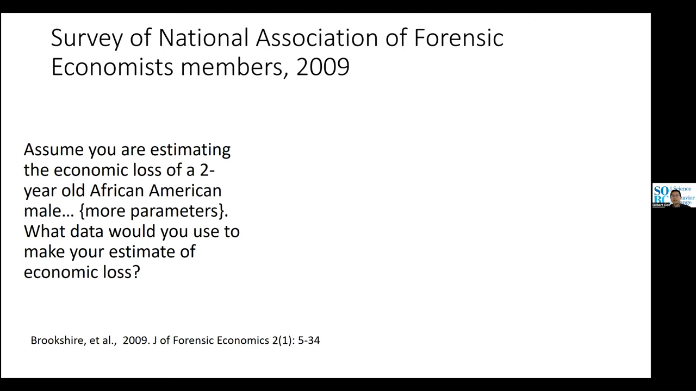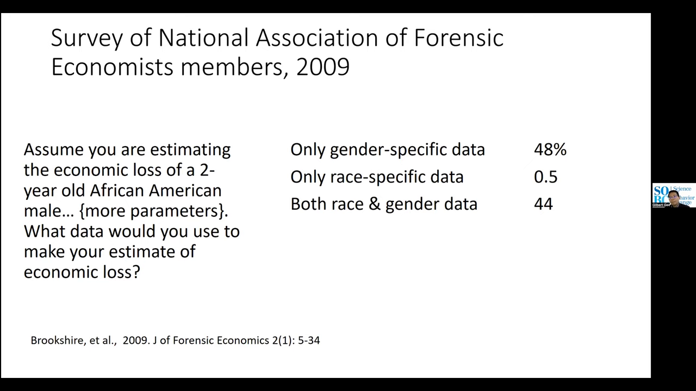And so they did a survey of these forensic economists. They said, okay, assuming the economic loss of a two-year-old Black boy, what data would you use to make your estimate? About 48% would only use gender. 0.5% would use only race, but about 45% or so would use both race and gender. And only about 8% would not use these data at all.